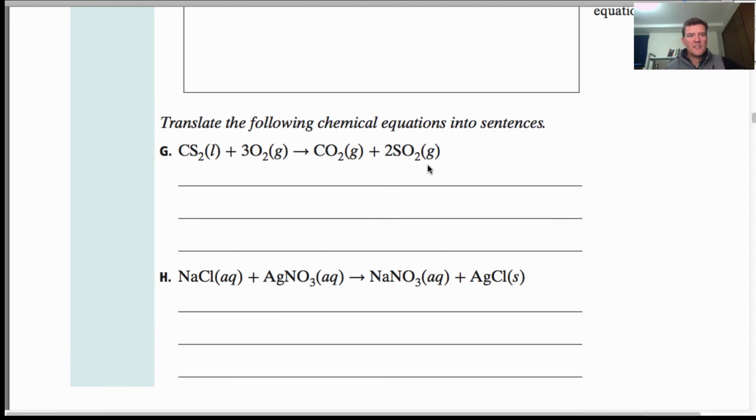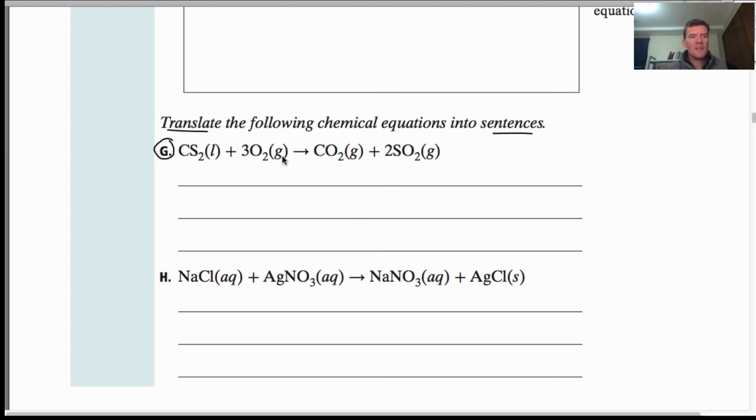All right, let's practice this one right here. This is practice problem G. First it says translate the following chemical equations into sentences. And then we're also going to check to see how they balanced it. All right? So let's look at this one.